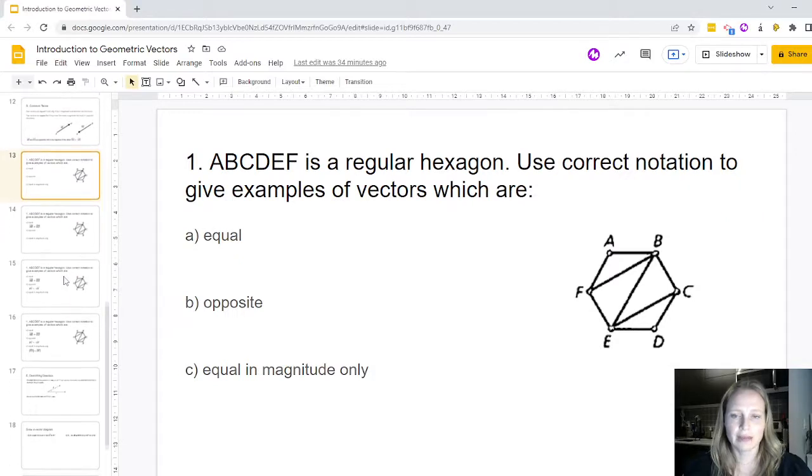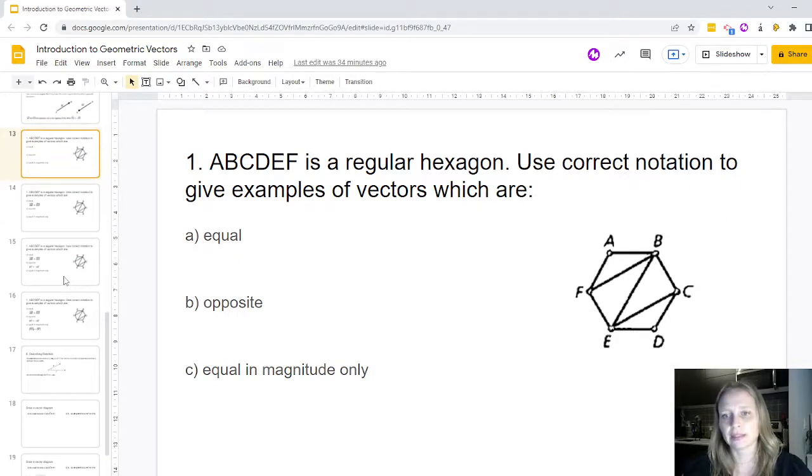So here we have a regular hexagon. That means all 6 sides are equal. Use correct notation to give examples of vectors which have certain characteristics. So first, equal. There are a number of pairs of equal vectors. For example, FB is equal to EC, or here I've written that AB is equal to ED. So those vectors have the same magnitude and the same direction.